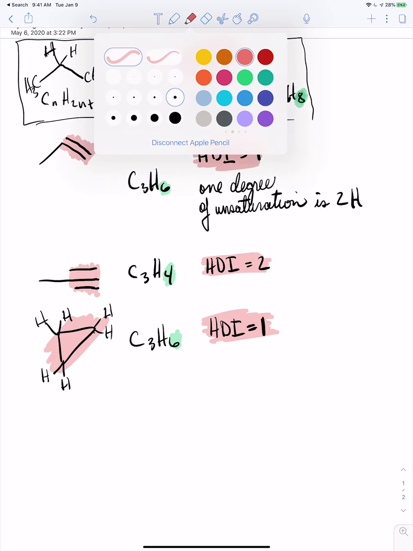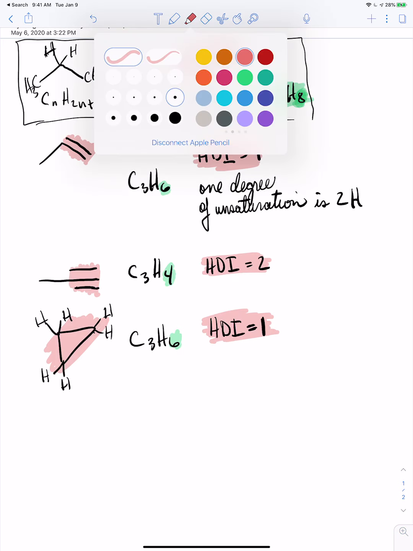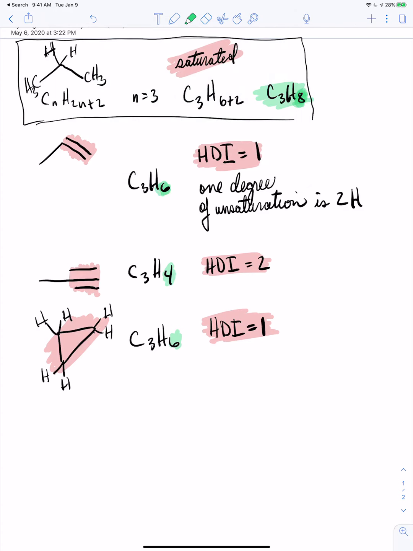And so all we're doing is, if this is the saturated version up here, C3H8, that's the maximum number of hydrogens we can have. Then we ask, what happens if we put in this double bond here? Well, we see that we lose 2 hydrogens. What if we put in another pi bond, so a triple bond now? We lose another 2 hydrogens.